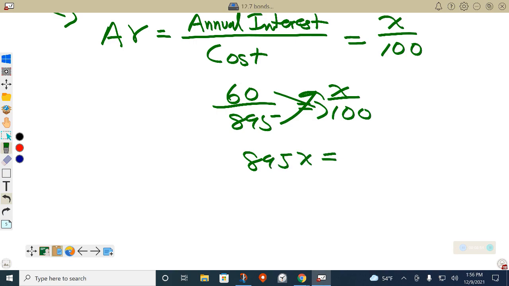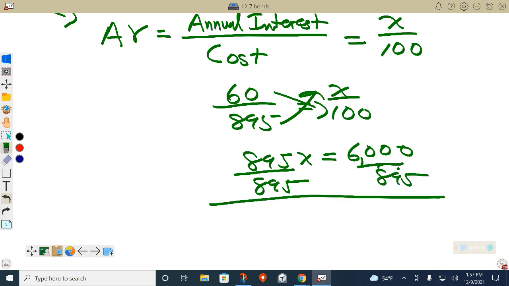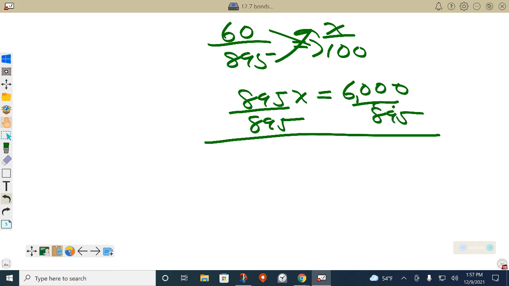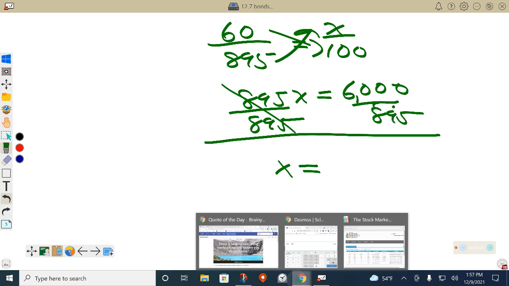$895x. This is all week one stuff, wow! $6,000. Right, Campos? Let's divide by 895 to get X by itself. Man, that's crazy. The second to last week in this class, we're using what we learned the very first week. All that percentage stuff. $6,000 divided by 895. Here we go.